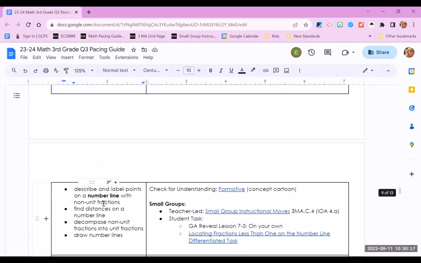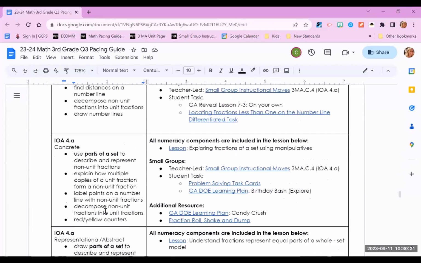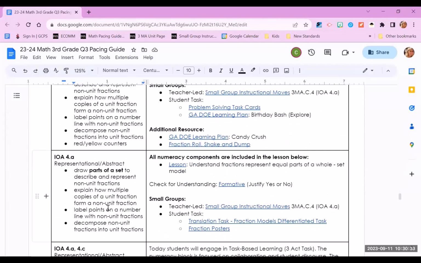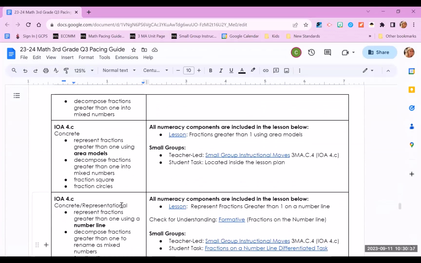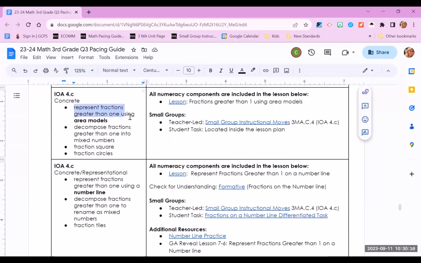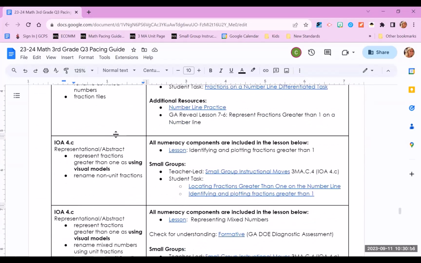After students spend numerous days representing fractions less than 1, students will move into representing fractions greater than 1. Again, we will use visual models such as area models and number lines as we learn that fractions can have numerators greater than denominators, and how we can also represent these types of fractions as mixed numbers.